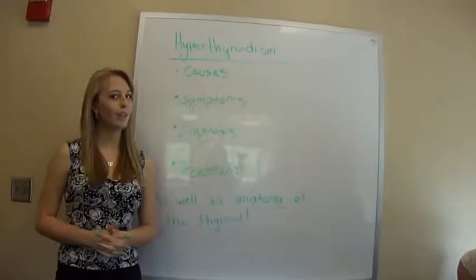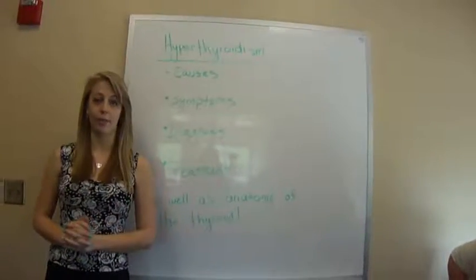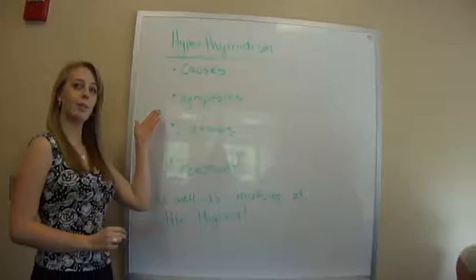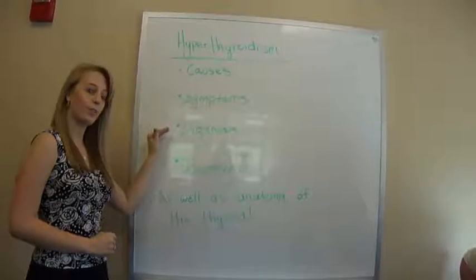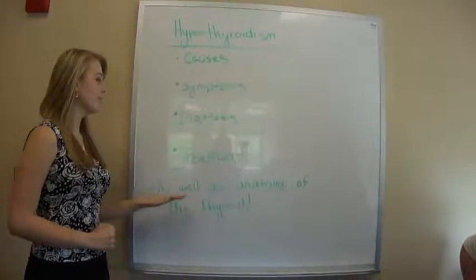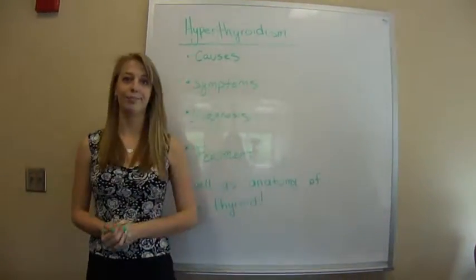Hi everyone, today we're going to be talking about an overactive thyroid, also known as hyperthyroidism. We're going to be covering the causes, symptoms, diagnosis, and treatment, as well as the anatomy of the thyroid. Alright, to start we're going to be talking about some of the anatomical features around the thyroid.